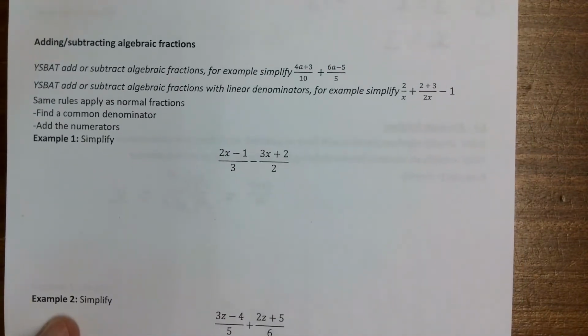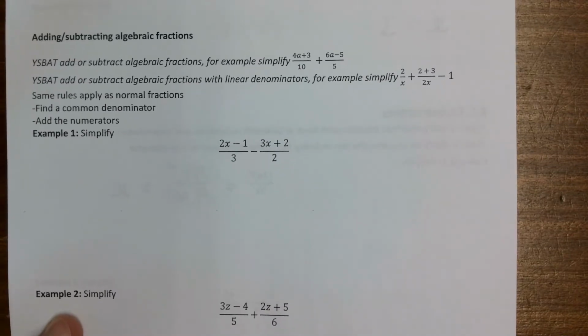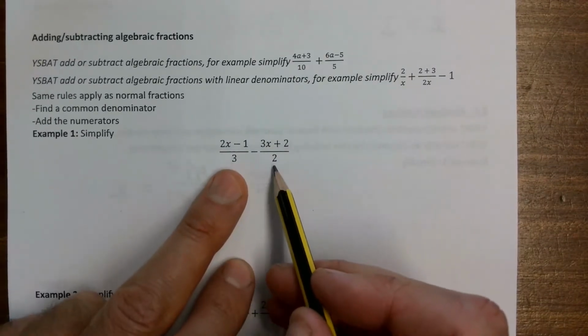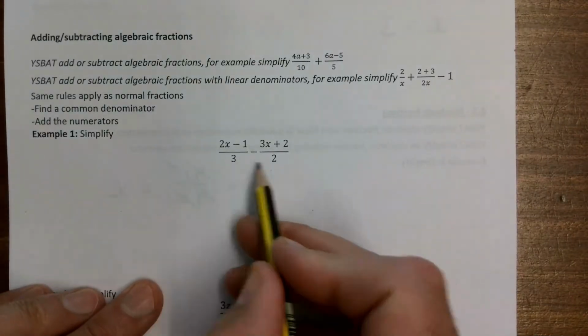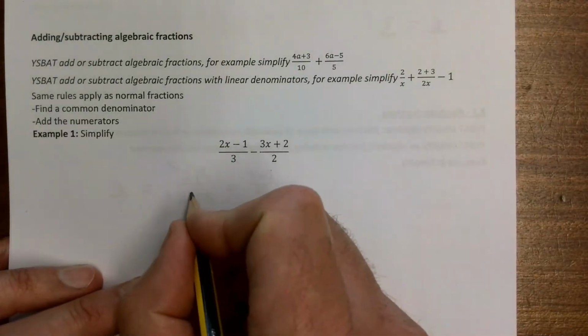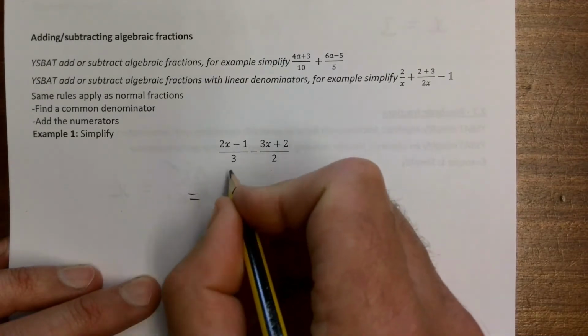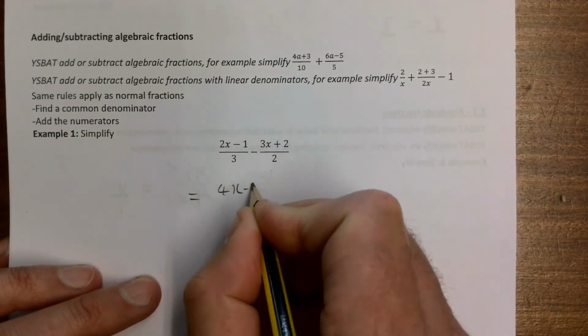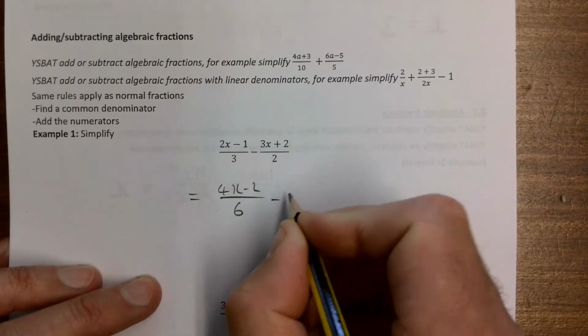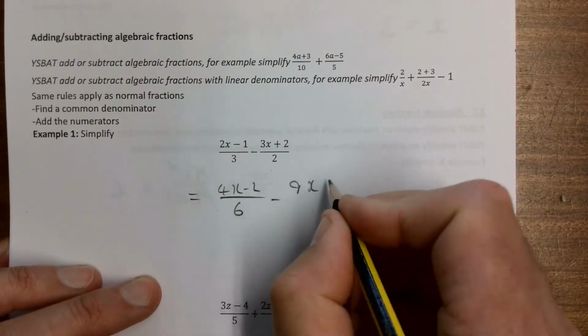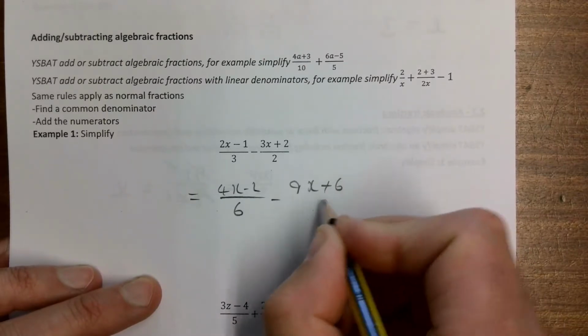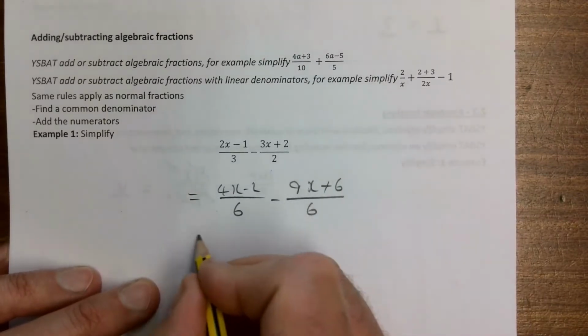Adding and subtracting algebraic fractions. So if it's just numbers in the denominator, it's a little bit easier. We just want to try and make these numbers the same. So I'm going to rewrite this when we make the denominator then of 6. Times top and bottom this one by 2, so we get 4x minus 2 over 6. Take away, times the top and bottom this one by 3, obviously. 9x plus 6 all over 6.